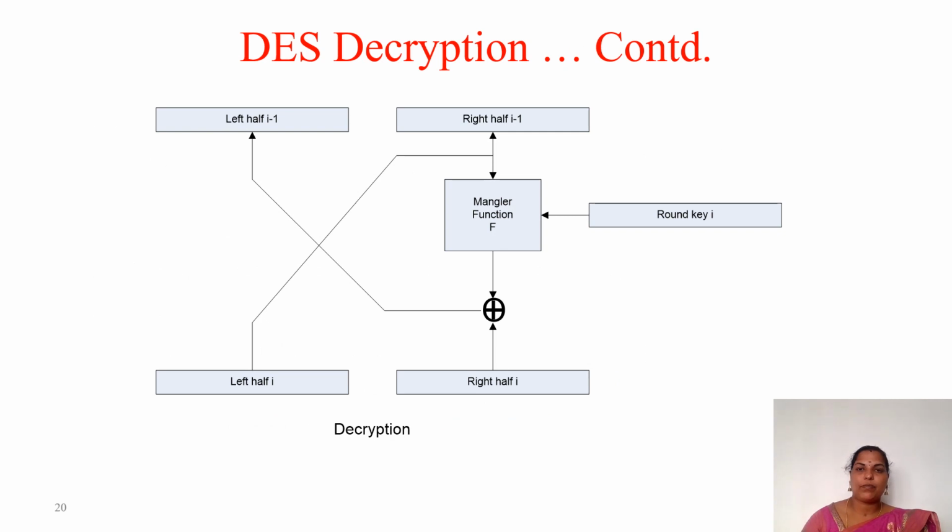That's all. Here in decryption, we take the left half, then on the right half the Mangler function is applied with the round key. This is similar to the encryption process, but we apply it in the reverse way. That's the only difference.